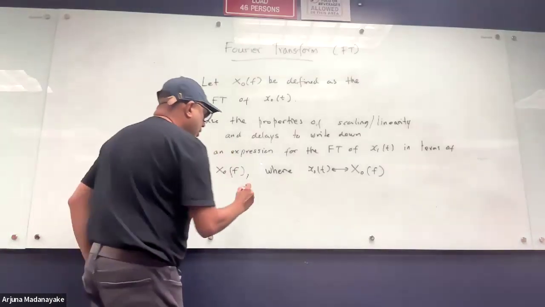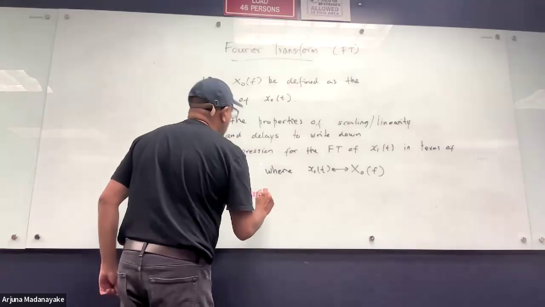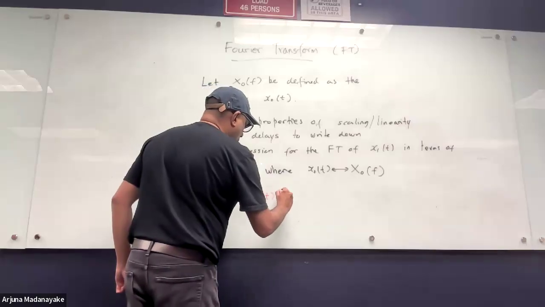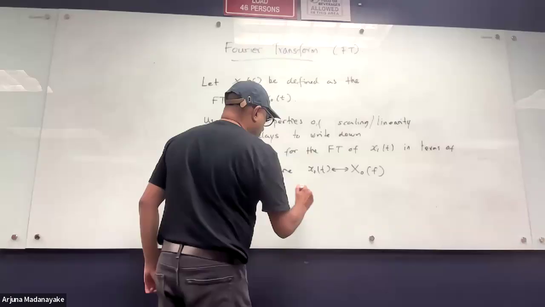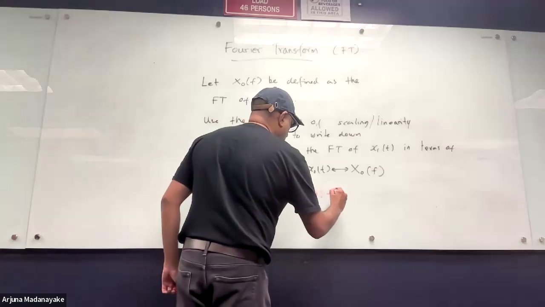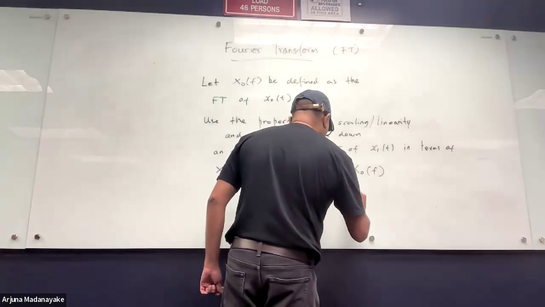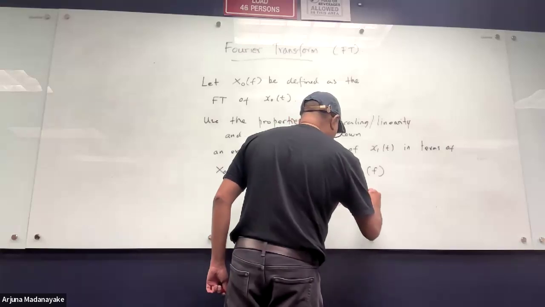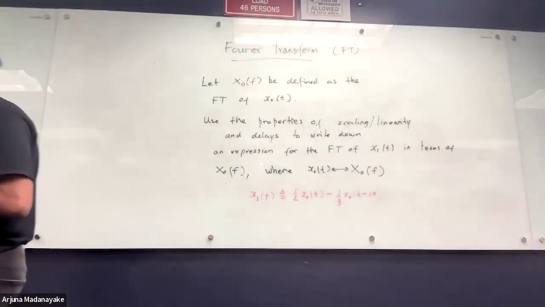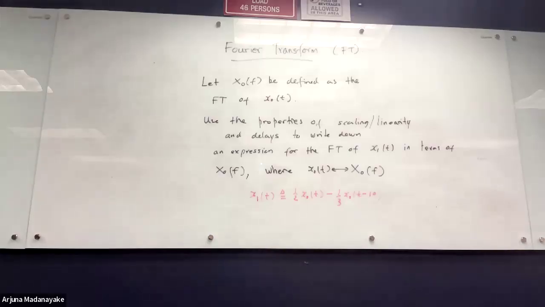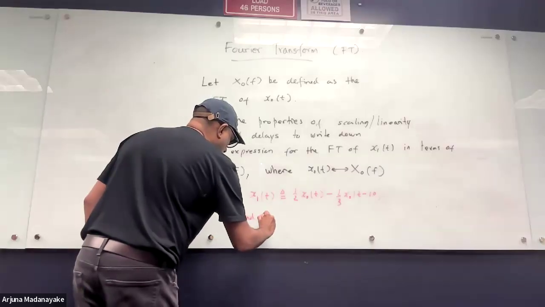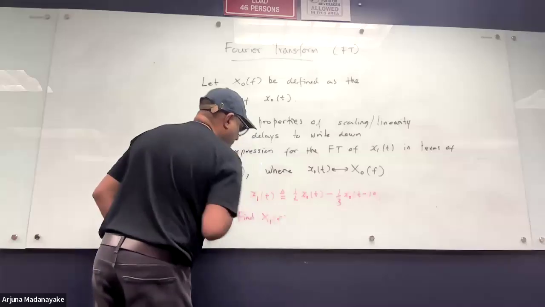So let's say, my apologies, x1 of t, I'm going to define as half times x0 of t minus 1/3 times x0 of t minus 10. So the question is, find capital X1 of f.